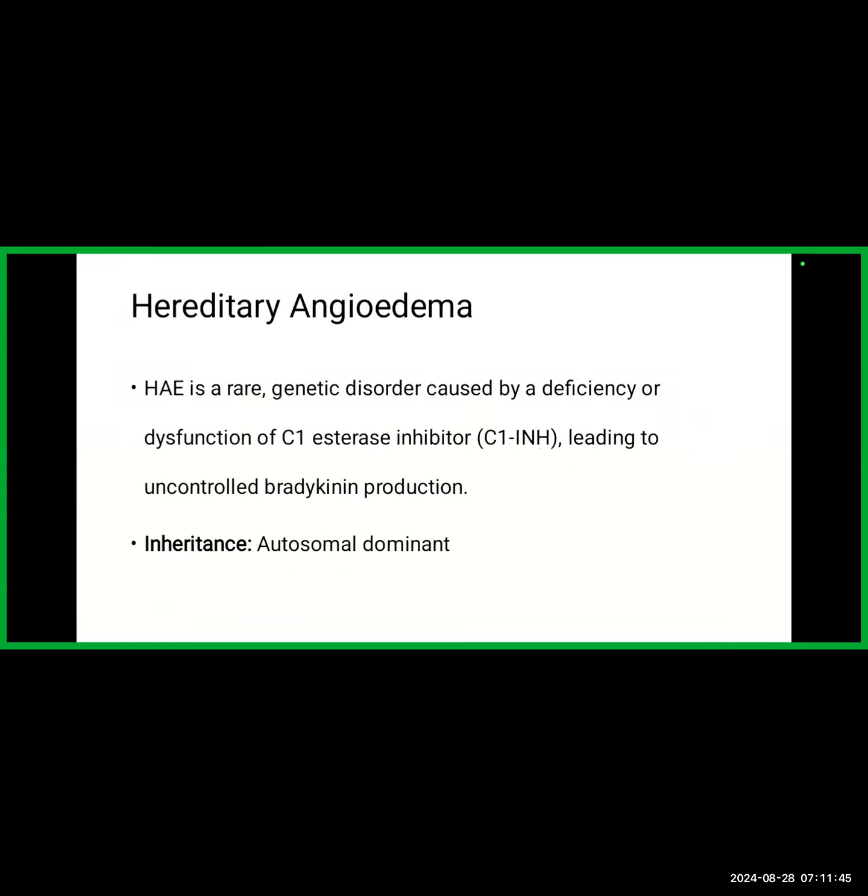The next slide. I just wanted to do a slide or two on hereditary angioedema just to wrap up the whole angioedema topic. Hereditary angioedema is a rare genetic disorder caused by deficiency or dysfunction of the C1 esterase inhibitor, leading to uncontrolled bradykinin production. Inheritance is usually in an autosomal dominant pattern. The lack of functional C1 esterase inhibitor results in excessive bradykinin, causing increased vascular permeability and recurrent episodes of severe, localized swelling.